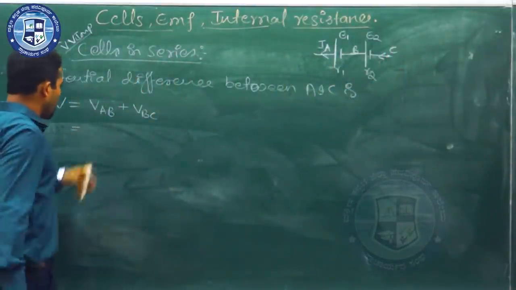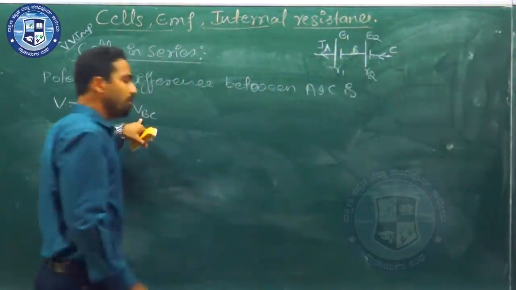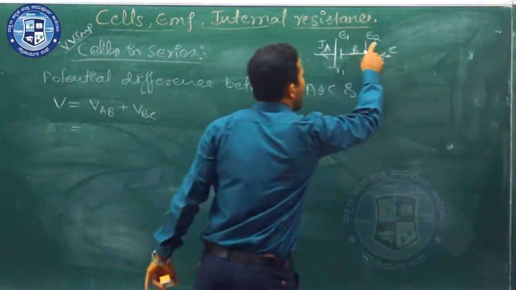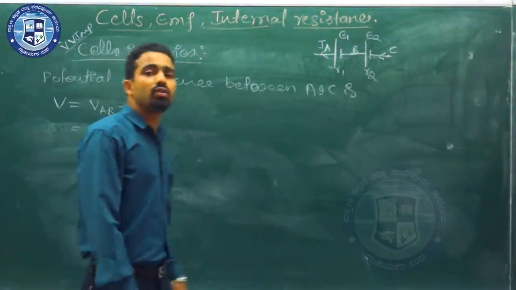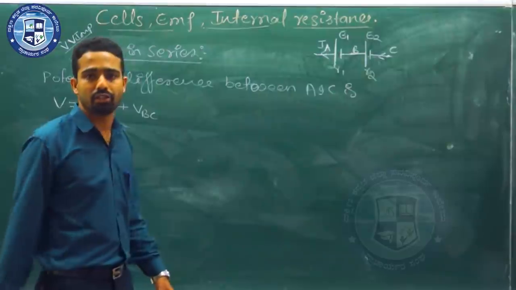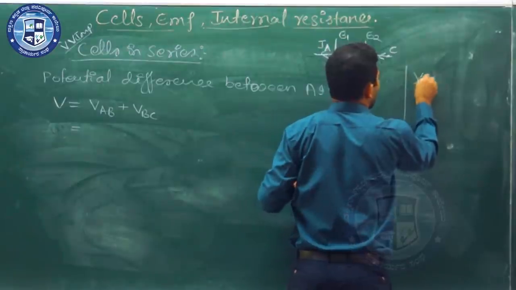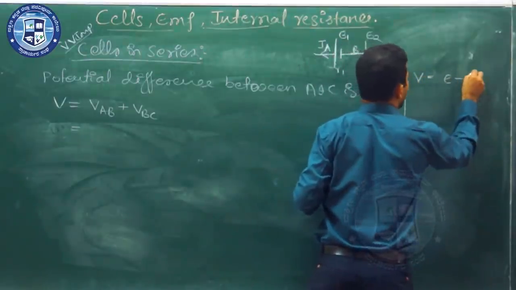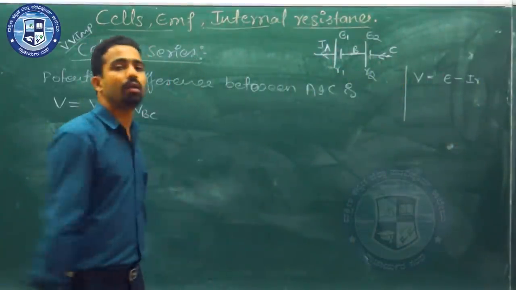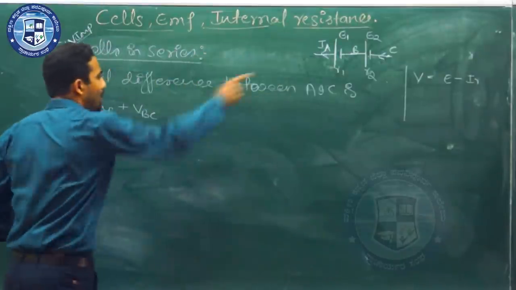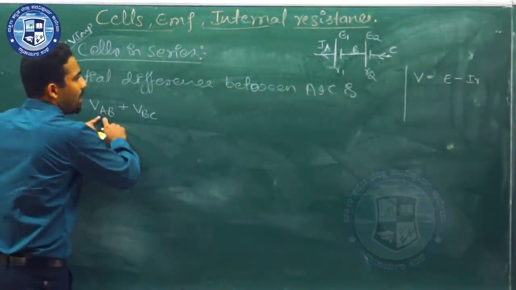VAB is the potential across the first cell, that is, the cell of EMF E1. VBC is the potential across the second cell, having EMF E2. We have already derived an equation in the previous derivation: the potential across a cell, V, is equal to E minus Ir. We have to apply that equation here and do some arrangements. So let us apply it here.